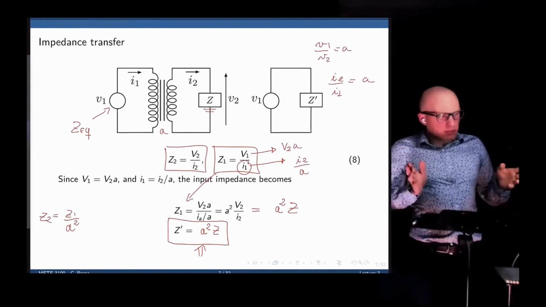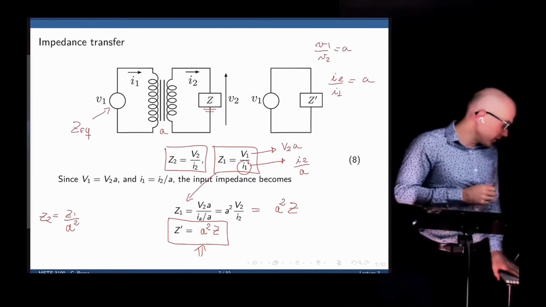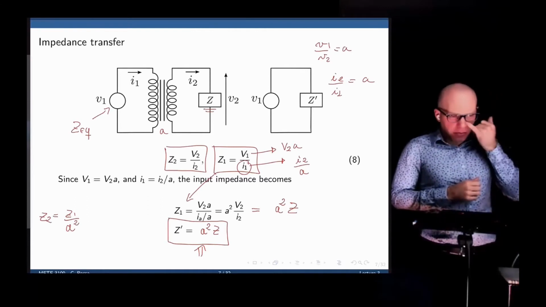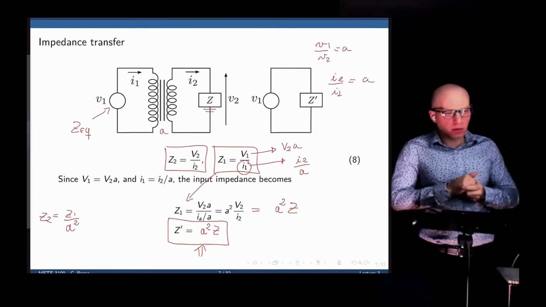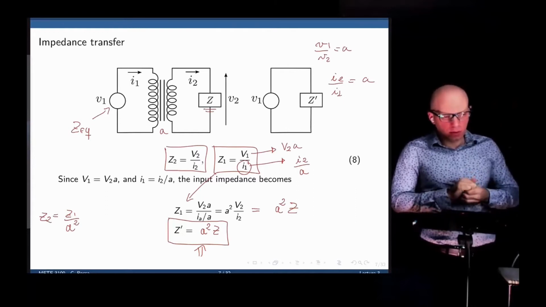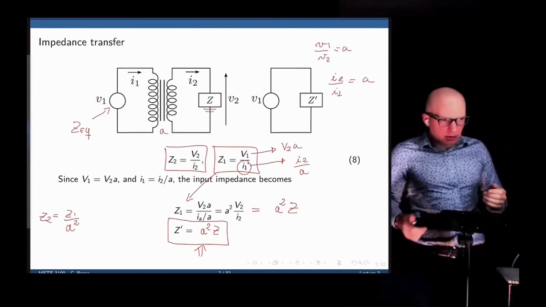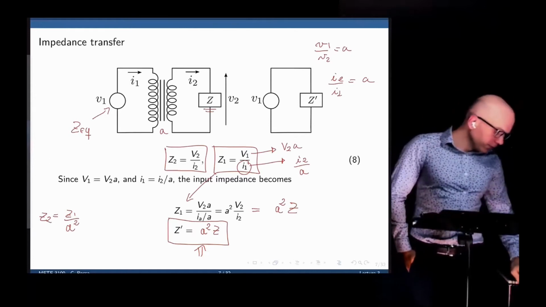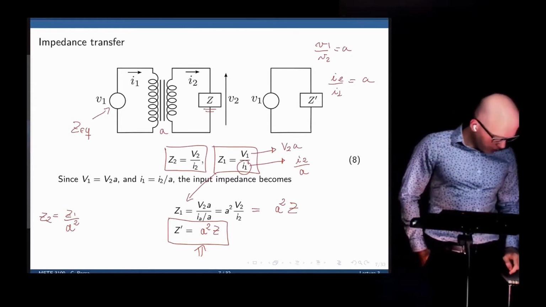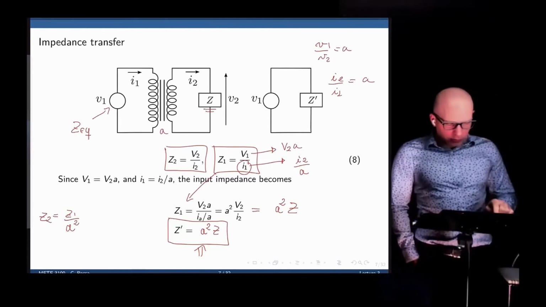I don't think there's much new here from physics. Are there any questions there? No? Oh, all right. This is indeed relatively simple. Nothing really new here.